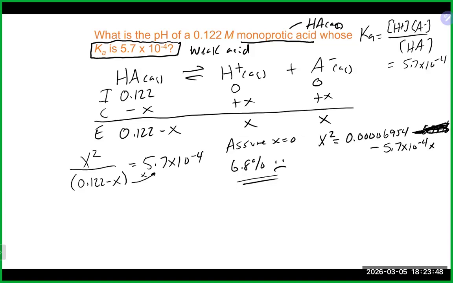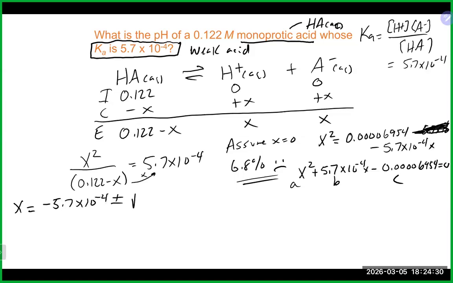We're going to bring everybody to the same side. And when we do that, that's going to give us x squared plus 5.7 times 10 to the minus 4x minus 0.0006954, I believe, equals 0. So again, that's going to be our A, B, and C to go into our quadratic. And that again is our minus b, plus or minus the square root of b squared minus 4ac. So going into that, we're going to go minus b here, which is minus 5.7 times 10 to the minus 4, plus or minus our square root.